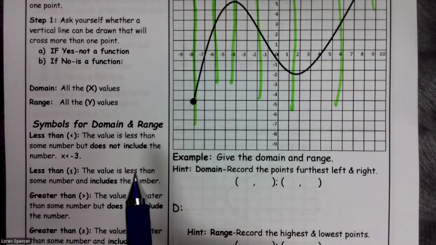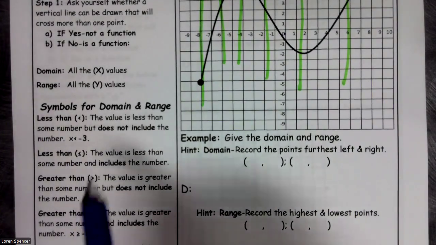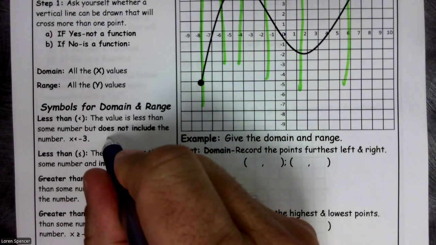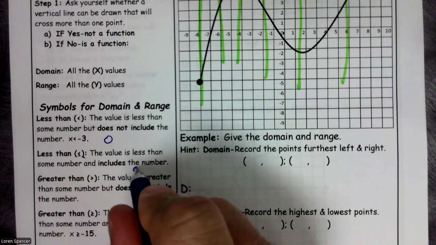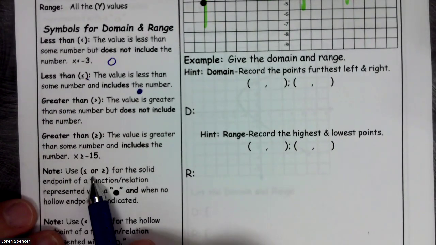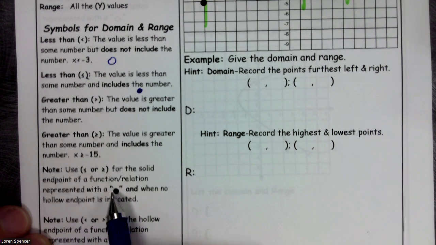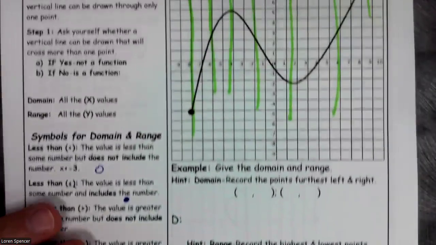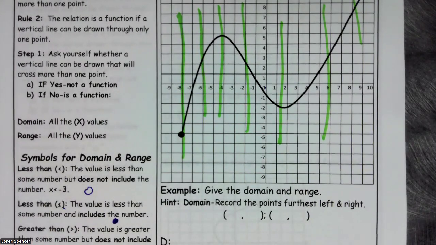And when we were doing inequalities, we had less thans and greater thans. Less thans will have a hollow symbol, and greater than or equal to will be a solid line or a solid dot. So use greater than or less than or equal to for the solid endpoint, in other words, this, and use the hollow for less than or greater than. So it says give the domain and range. And by the way, this is a bit tricky.